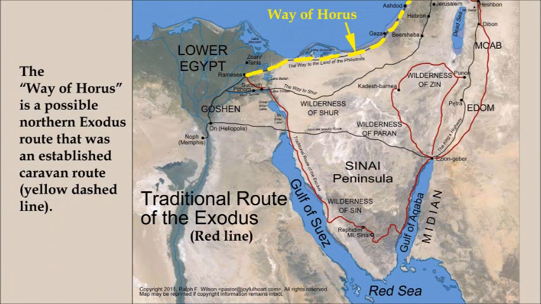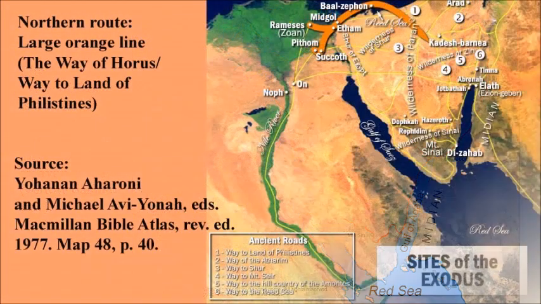Thirdly, the Way of Horus was a very easy route. From Egypt to Beersheba, it's only about 197 miles, with an elevation gain of only 2,200 feet. In contrast, if the traditional Exodus route from Egypt to Mount Nebo was followed, without any wanderings in the desert, the direct route would have been about 553 miles, with a total elevation gain of over 17,000 feet.